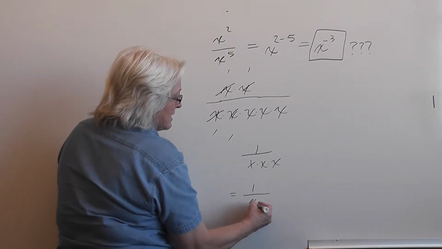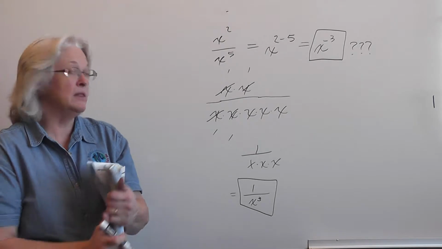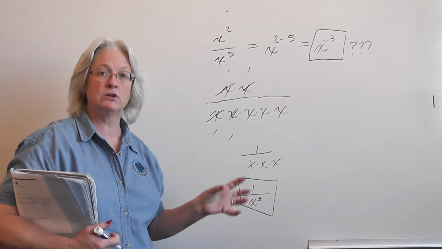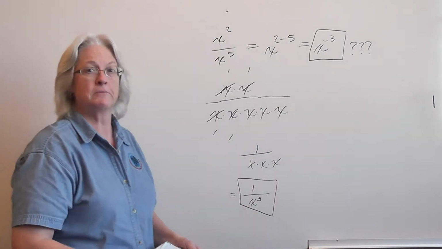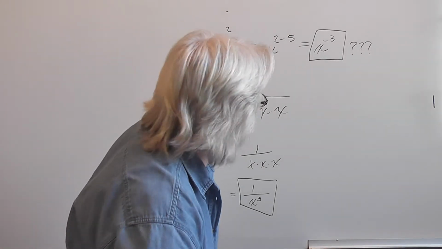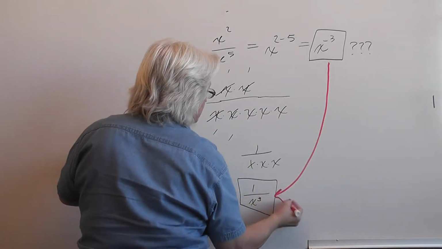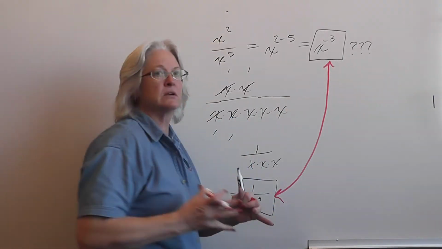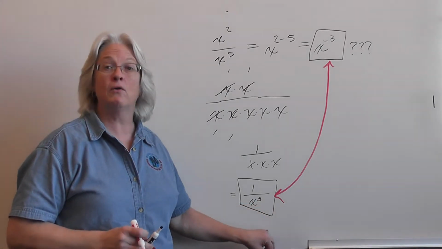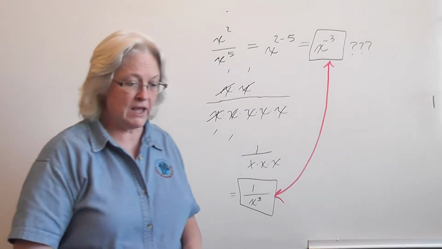X times x times x can be written as 1 over x cubed. And this makes sense to you because right here you see where we have x used as a factor 3 times. So what should this suggest to you? What it should suggest to you is exactly what is true: that x to the negative 3 is another way of writing 1 over x to the positive 3. Okay? So let's look at what we have here.